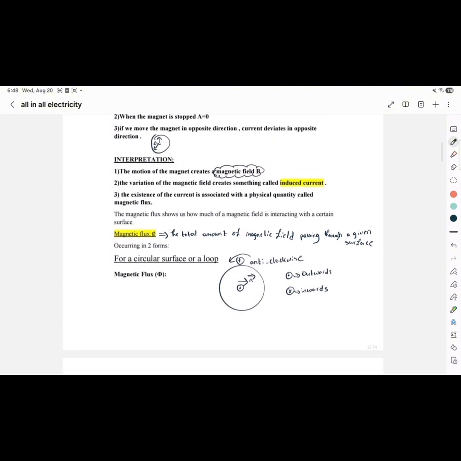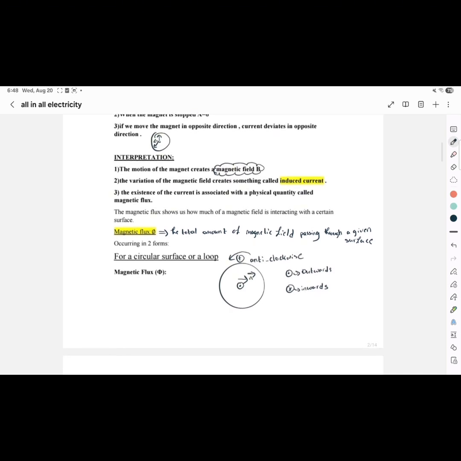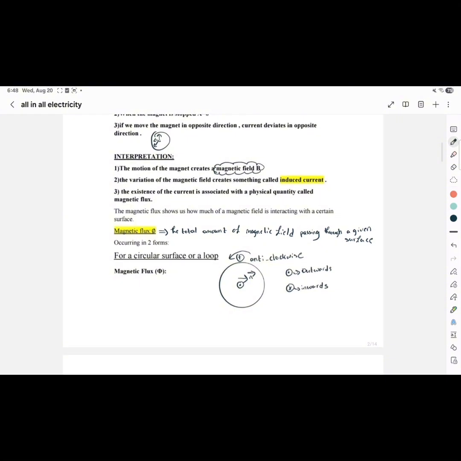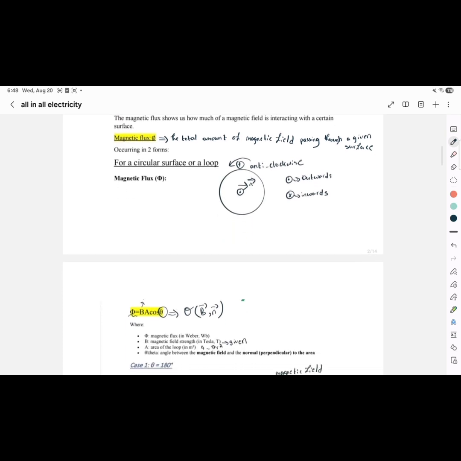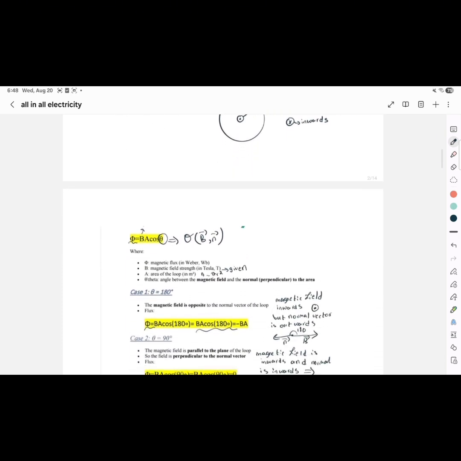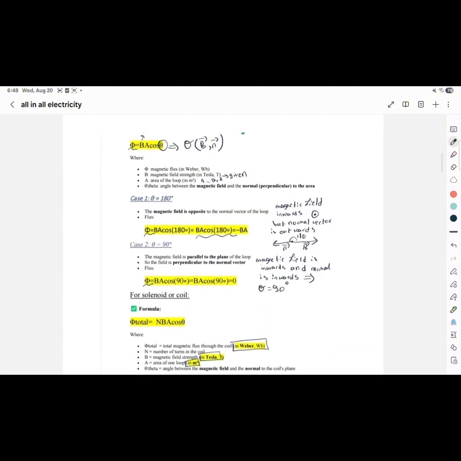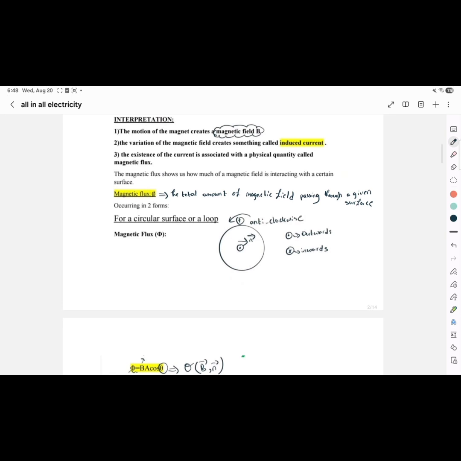And there's something called magnetic flux. What's magnetic flux? There's a difference between it and magnetic field, but of course it's related. Magnetic flux is the total amount of magnetic field passing through a given surface. So, magnetic flux can be in a circular surface or it can be in a solenoid or a coil. And each one has its own formula.